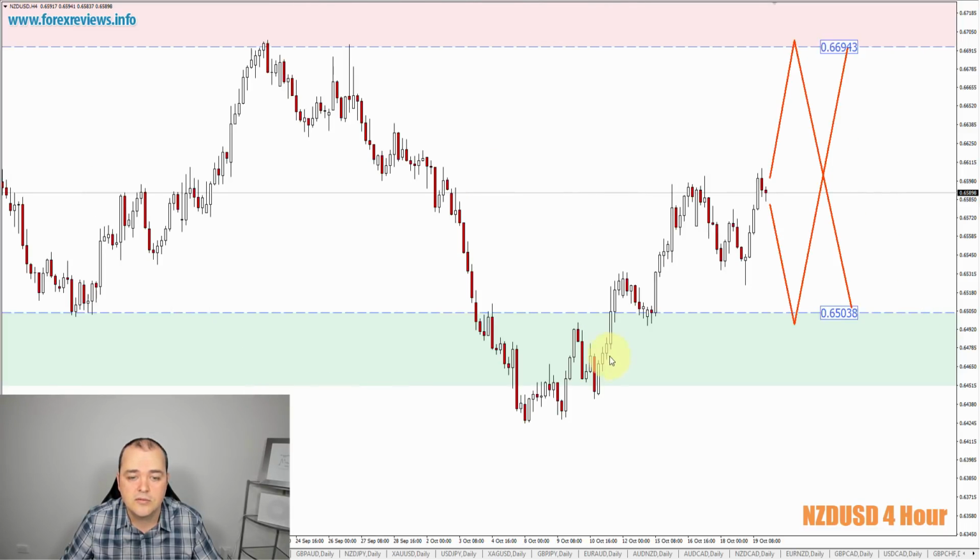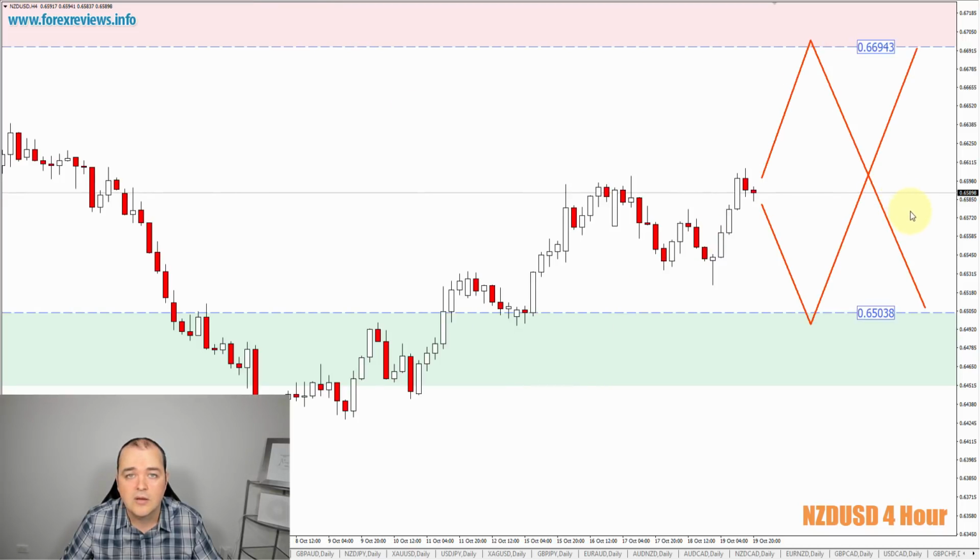Now if I zoom out, you can see that previous low looking left back here, and you can also see that previous high looking left back here as well. Okay, well that's it for New Zealand USD.